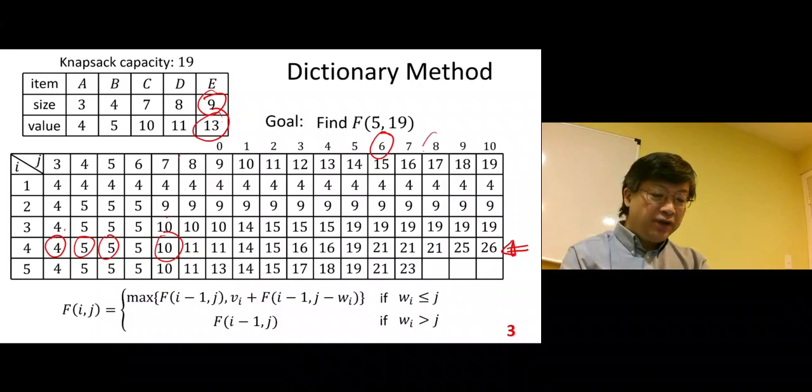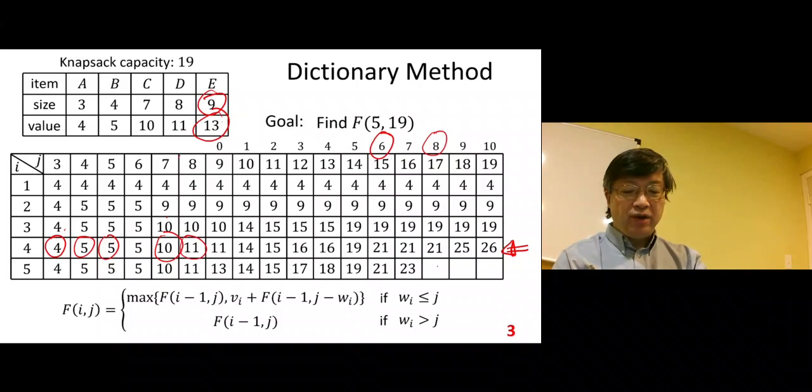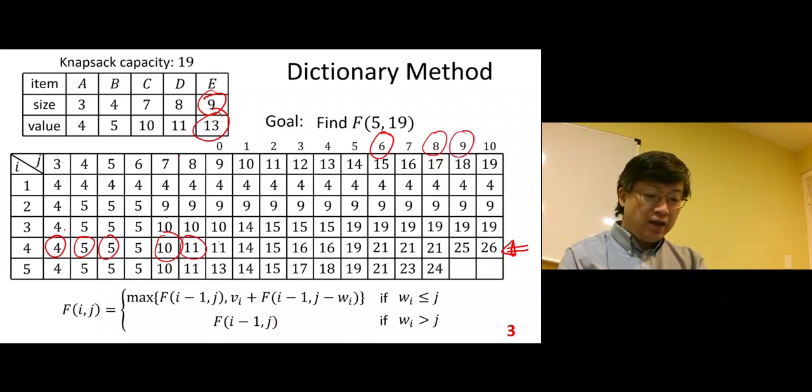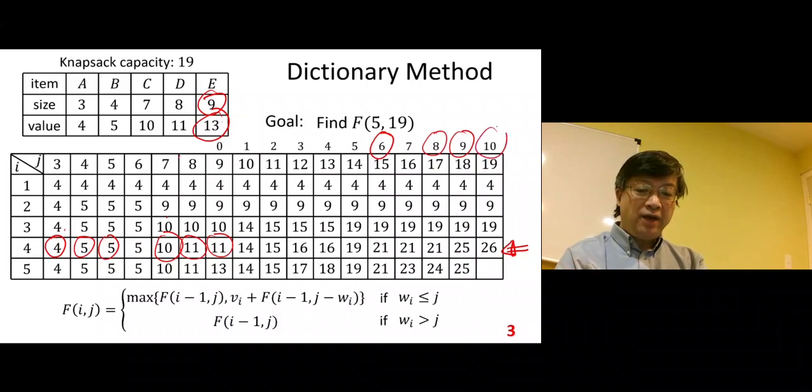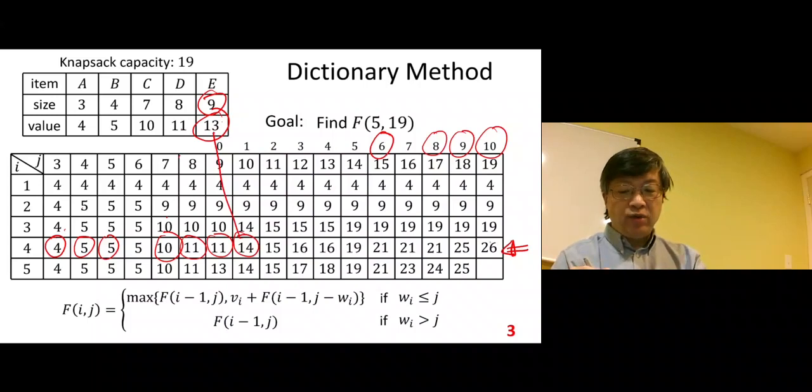Right? Under 8, previous row, 11, 24, better than 21, we use 24. 9, also 11, 24, worse than 25, we use 25. Okay, all right. 10, under 10, 14 plus 13, 27, better than 26, so we use 27. That gave us this 27, the final answer.